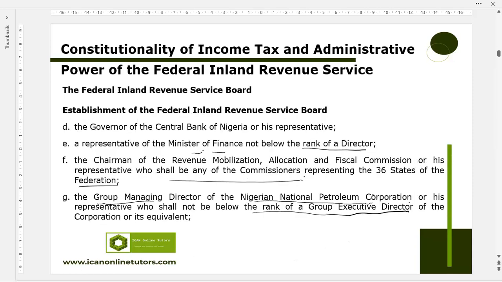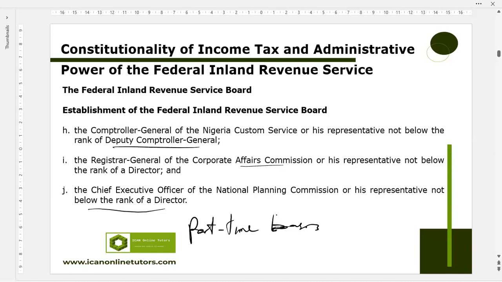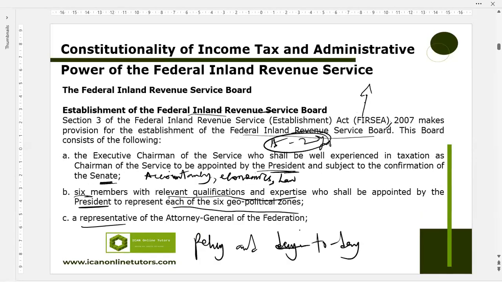Before we take the tenure, let me briefly mention that the secretary to the board will also be coming from the FIRS. If you pick any of these persons that are on a part-time basis, there may not be consistency in their approach to working with the executive chairman, because the secretary must always be available. So the secretary to the board will be appointed by the board, but from within.